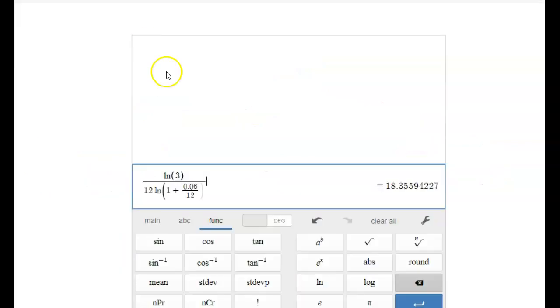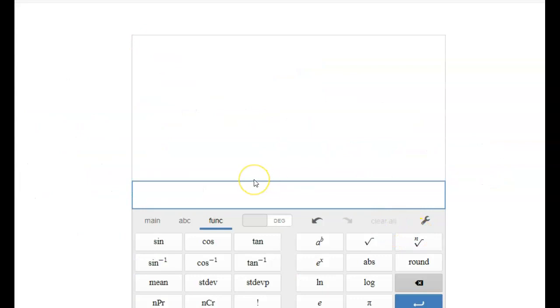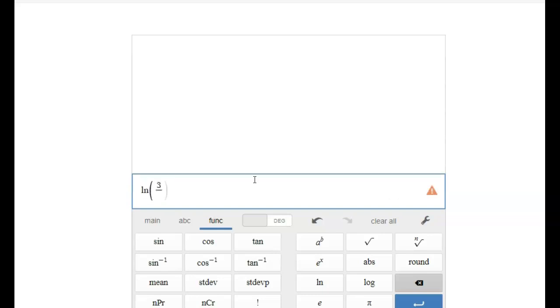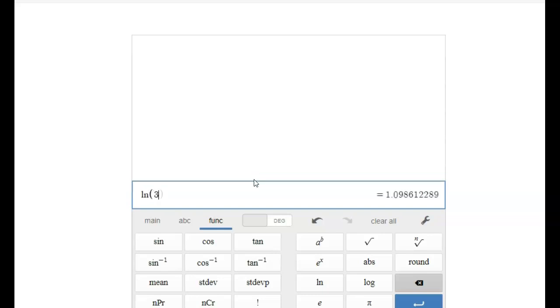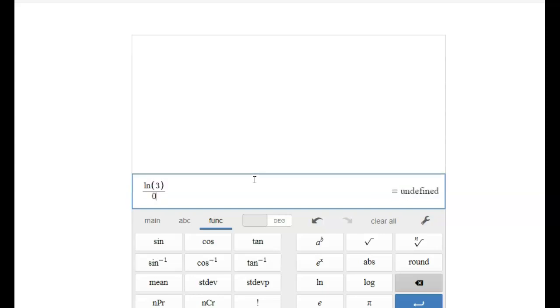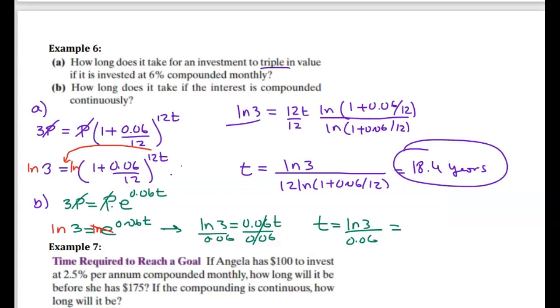And our calculator says ln of 3 divided by 0.06, 18.31. So 18.3 years. Alright, so continuous will get you there slightly faster.